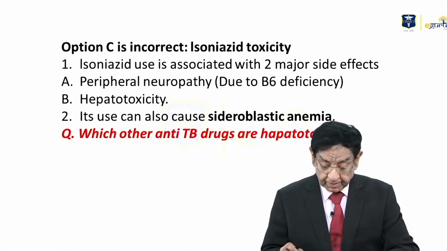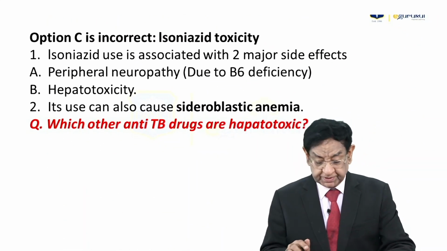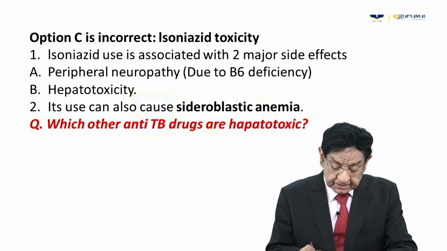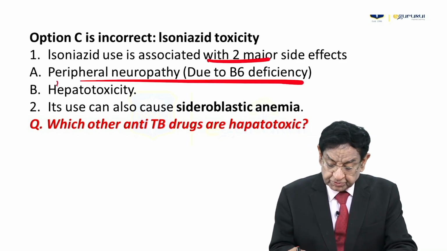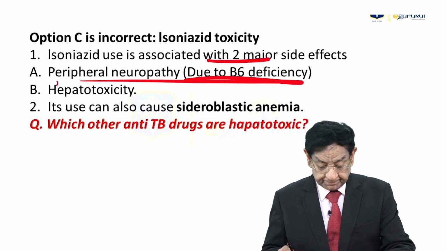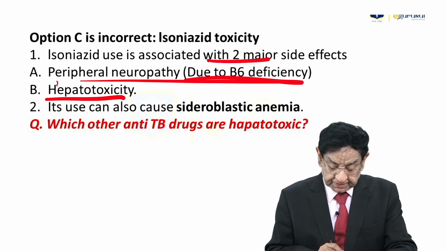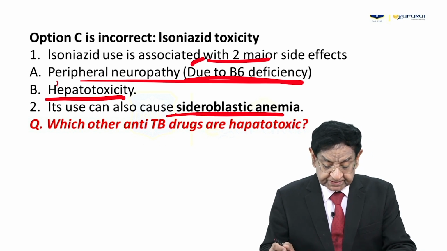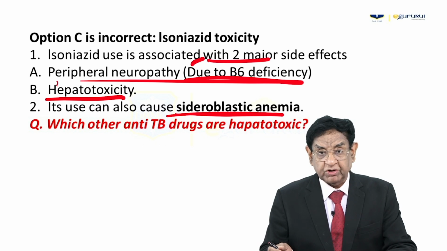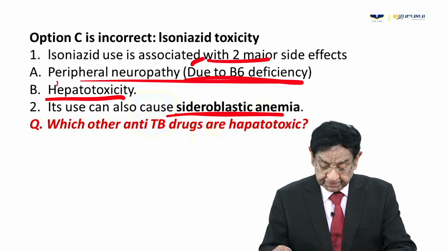Let's look into the other option. INH has two major side effects. One is peripheral neuropathy, which is due to B6 deficiency. Second is hepatotoxicity. It can cause sideroblastic anemia because of B6 deficiency. Okay, so it is not related to our patient.